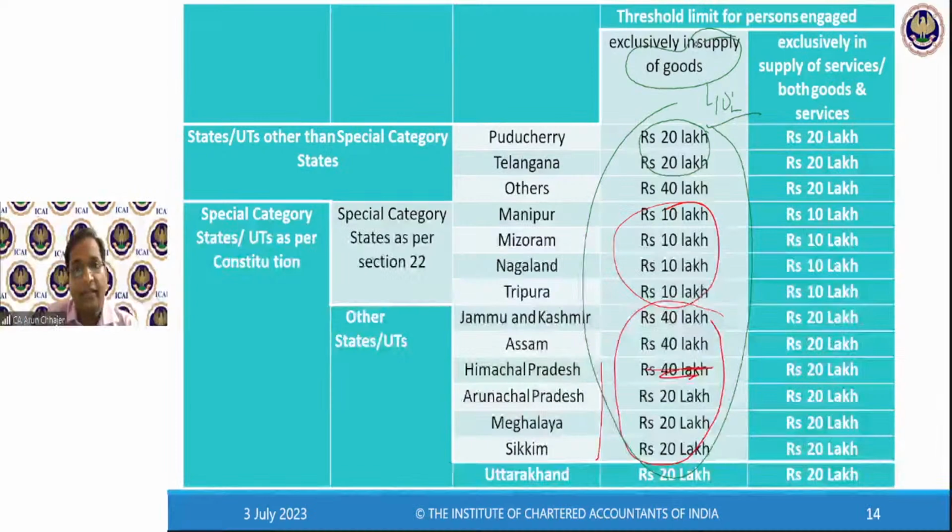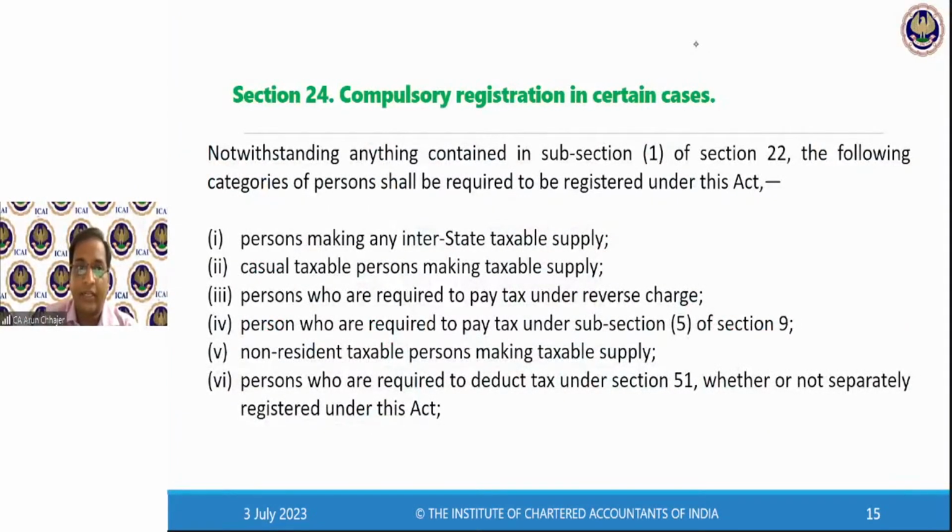ये आपको याद करना पड़ेगा. Now let's move to the section 24. ये थोड़ा confusion create हो गया होगा because of that notification. What is the notification? Let me tell you in short. As per the notification, the limit of the 40 lakh would not be applicable.